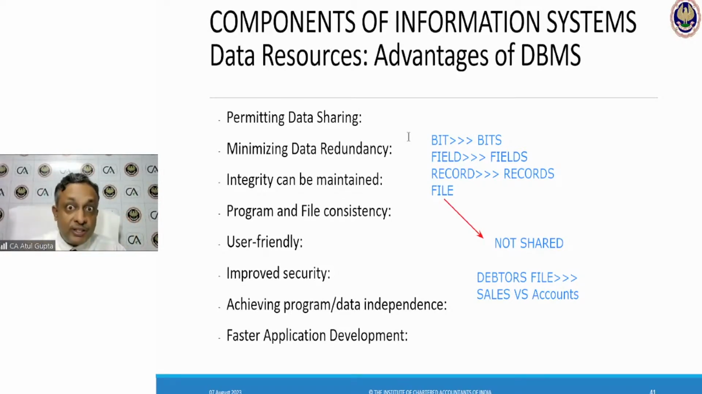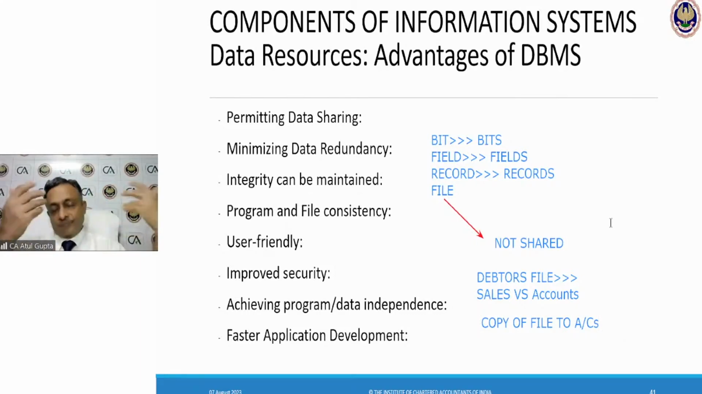You know what solution they found? We are 40 years back. The solution they found was to create a copy of the file and give it to accounts. Great. So one file is with sales, another copy is with accounts.